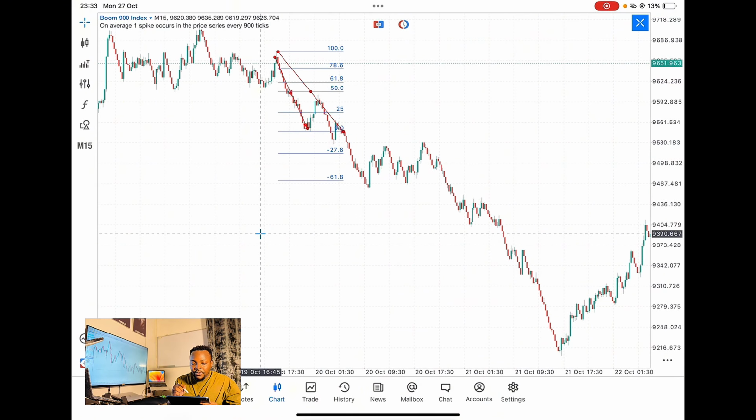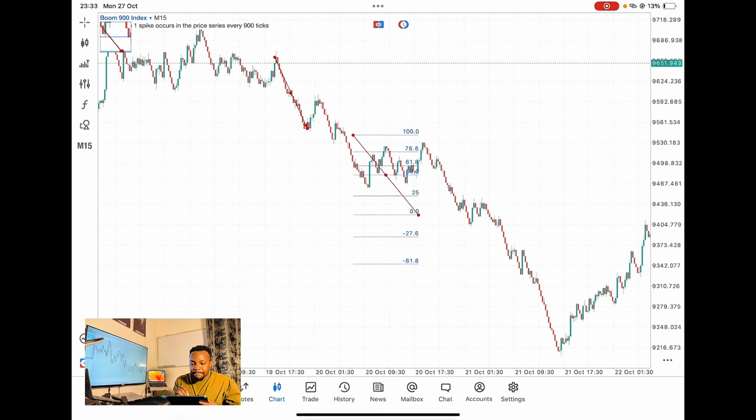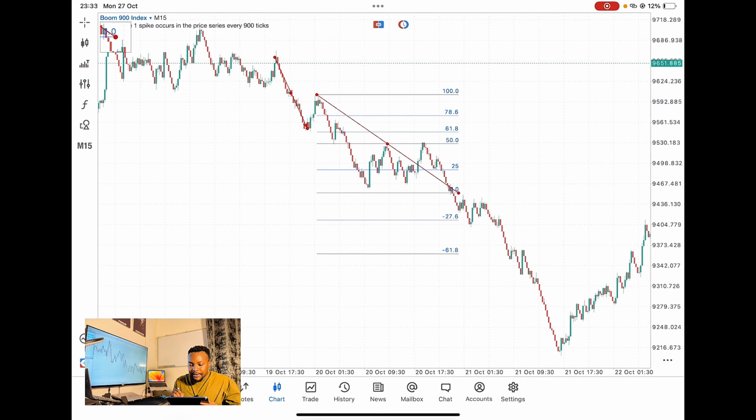So nonetheless, we move on to the next and see if we can get an opportunity. So I'm going to start from there and I'm going to extend like this. And this time around, you can see that it actually worked because we're going to be able to see that bounce at the 50% level and price pushed all the way down.